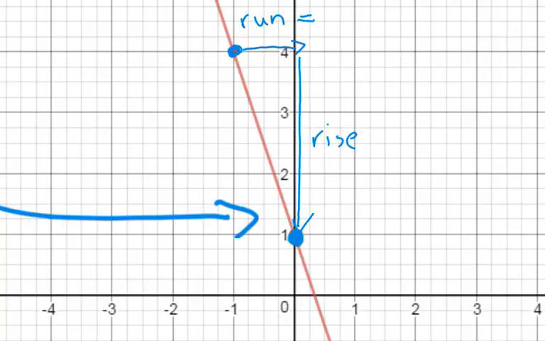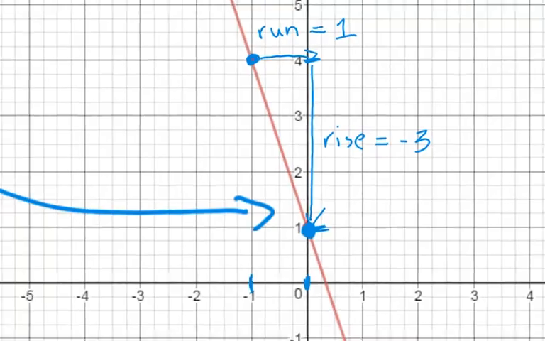For run, you want to see how much these numbers have increased by. So -1 to 0, the run is 1. Now the rise is a little bit tricky because you're actually starting at 4 and you're ending up all the way here at 1. So you're not actually increasing, you're decreasing. And you're decreasing by 3. To represent a decrease, we write a negative sign. So -3.